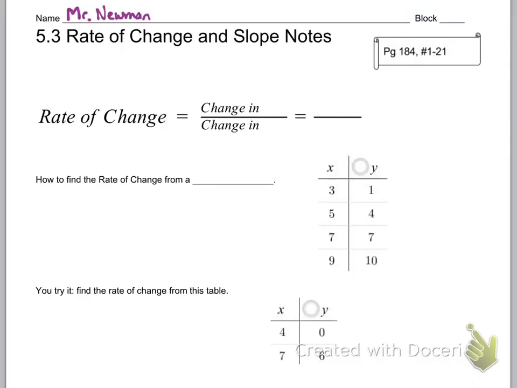Hey everyone, Mr. Newman here, and we're going to learn about rate of change and slope. We've done a lot of this, but let's just get it all in one bundle of notes here.